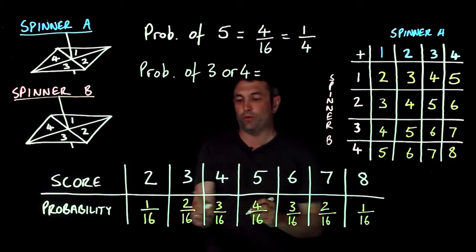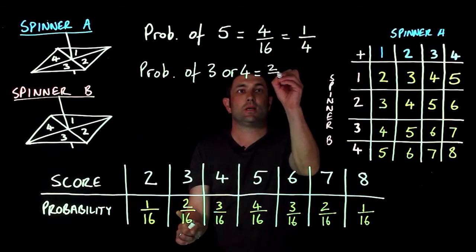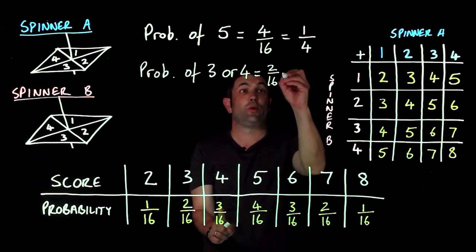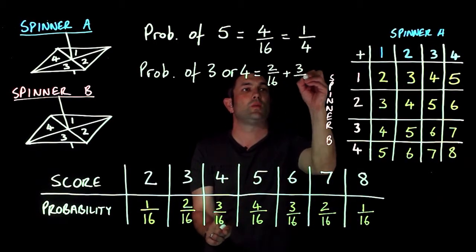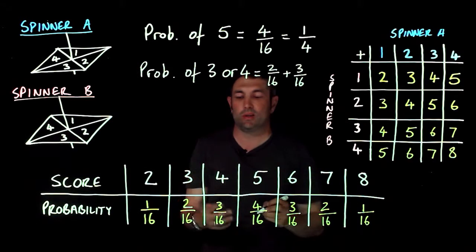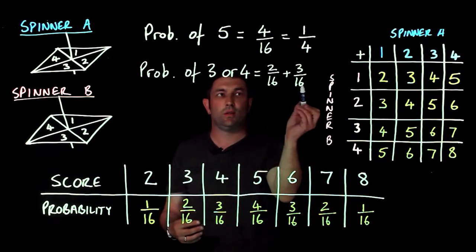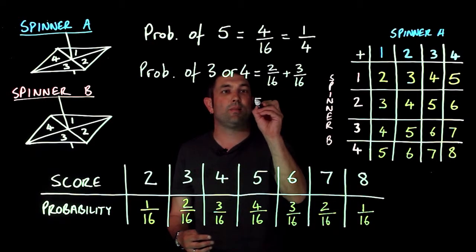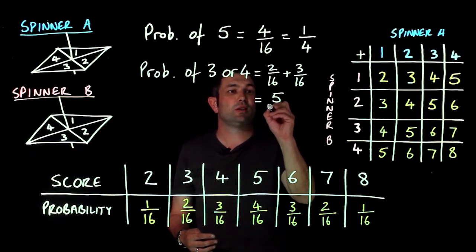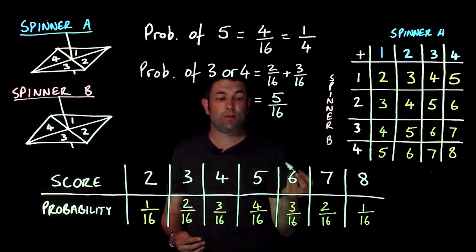Now, 3 or 4, the probability of scoring 3 is 2/16. And the probability of scoring 4 is 3/16. Now, when you see the word or in a probability question, you're going to add up the probabilities. Now, because the denominators are the same, it's really easy to add these up. We end up with 5/16 in total, which can't be simplified.